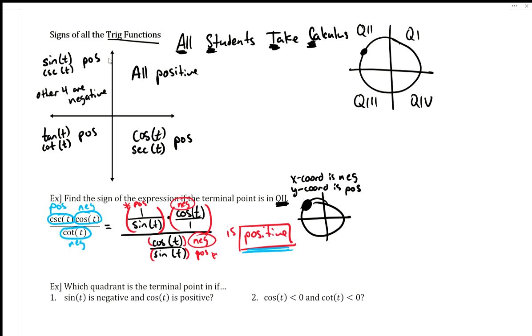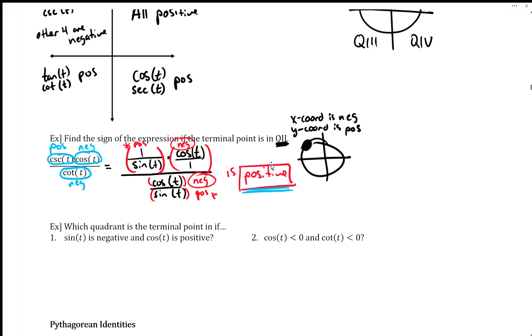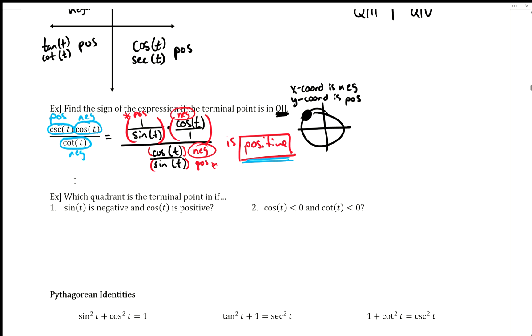Okay, so that's one of the things that we do with the signs of the trig functions. The other thing is figuring out, kind of going backwards and working to see what quadrant we would be in. So it says which quadrant is the terminal point in if, number one here, sine of t is negative and cosine of t is positive. All right, so the way that, again, I break these down, so sine of t is negative. All right, so again, I'm going to just draw my unit circle. If sine of t is negative, remember that's a y-coordinate. Sine of t is negative, y-coordinate. That's telling me I would be somewhere in quadrant 3 or quadrant 4. Okay, so that's that information.